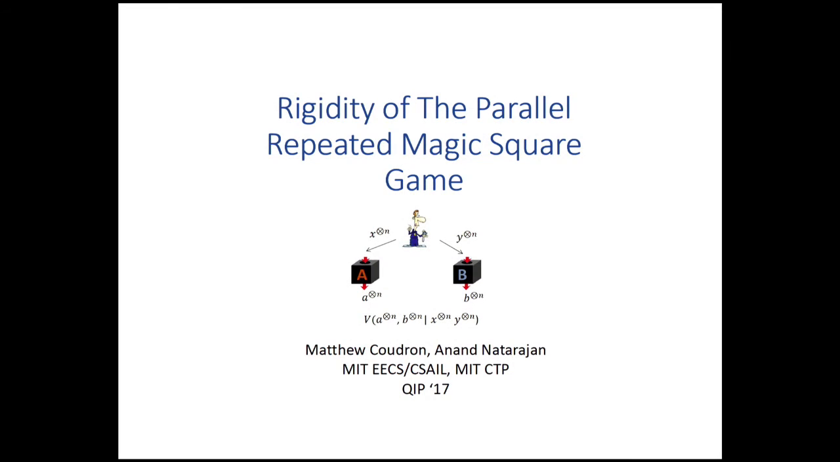Right. So with no further ado, this portion of the talk, this talk about self-testing and rigidity results, is about the rigidity of the parallel repeated magic square game.